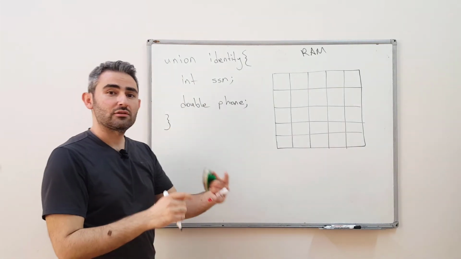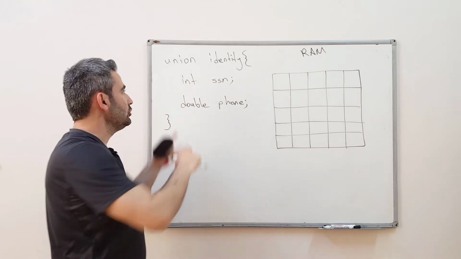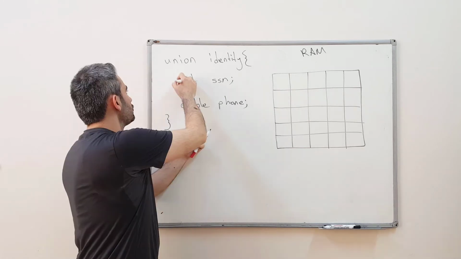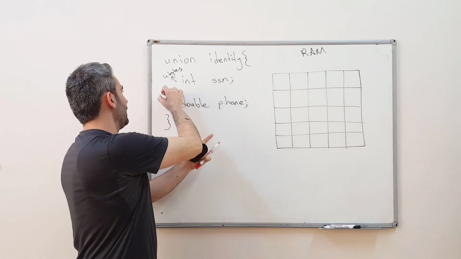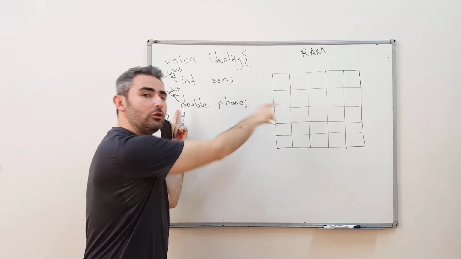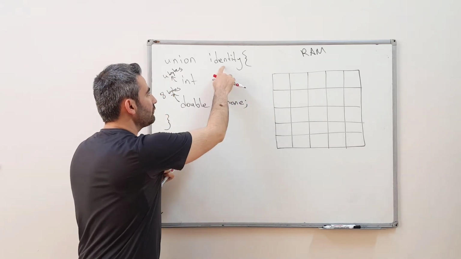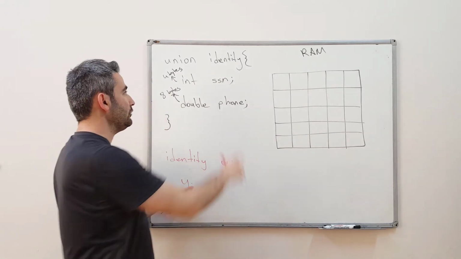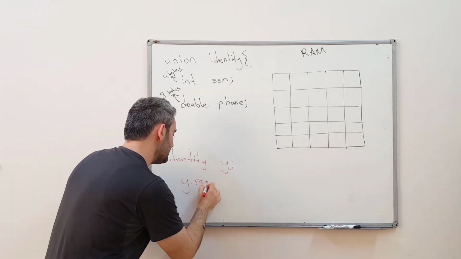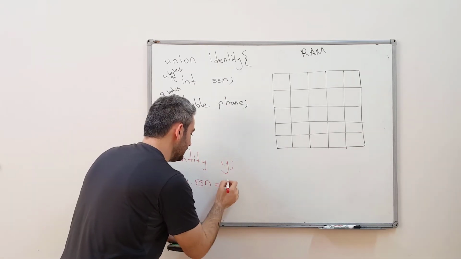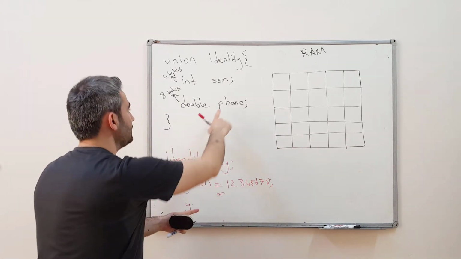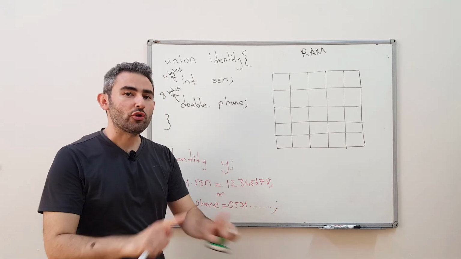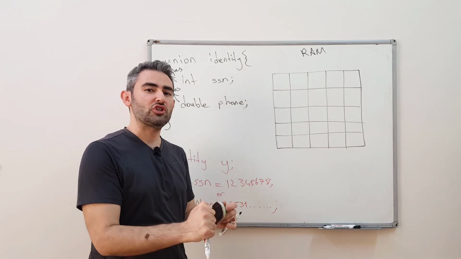So the only difference here between the structure and union, in union, a space is allocated according to the biggest size variable only. So if this is 4 bytes and this is 8 bytes, only 8 bytes of space will be allocated in the RAM. So if you create an object with type of this, let's say Y here, the Y will have the value of SSN. You can enter his social security number, let's say something like this, or you can assign his phone. You can store his phone, but you cannot use both of them. This is the difference between a structure and a union.